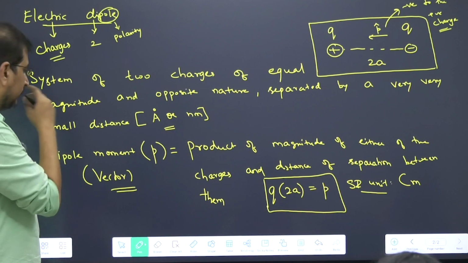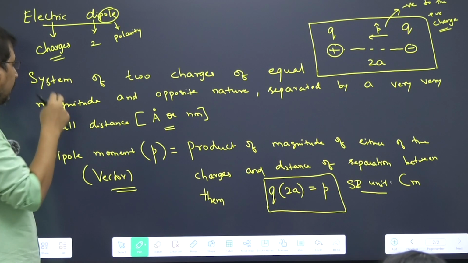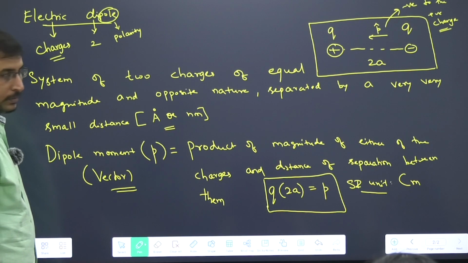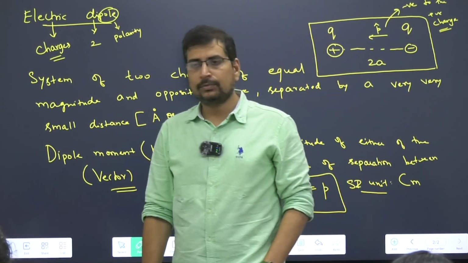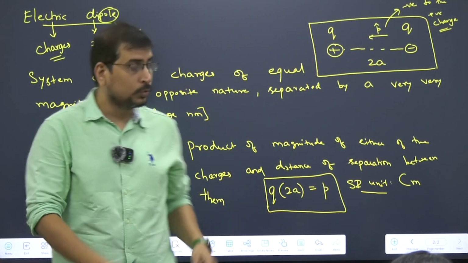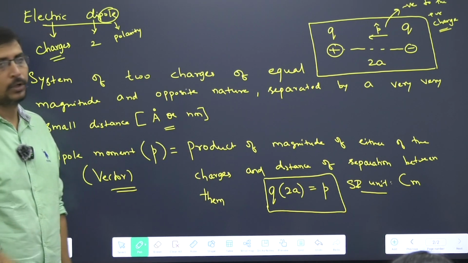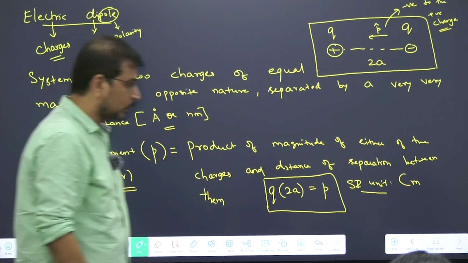Since we have discussed what an electric dipole and an electric dipole moment is, now what we'll do is take this system and try to define the electric field due to this kind of a system at two important points. Okay, I'll tell you what they are.